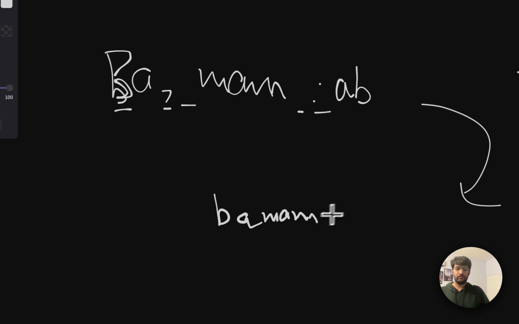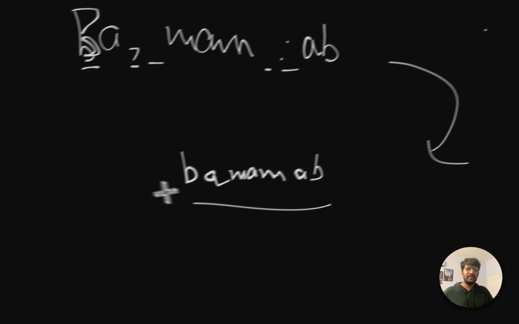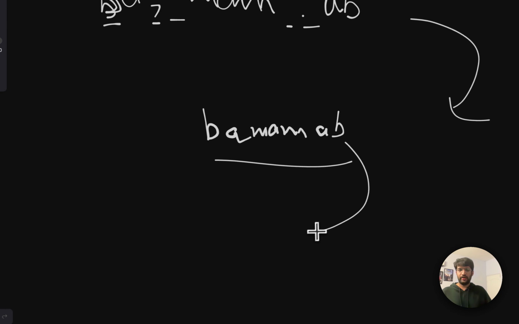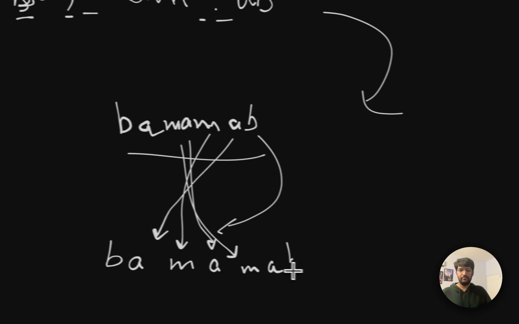And then AB. So what is it? BAMAMAB. That is the actual word after removing all the unwanted stuff. Now let's reverse this. What does it become? Starting from the end, B, A, and then M, and then A, and then M, and then A, and then B.